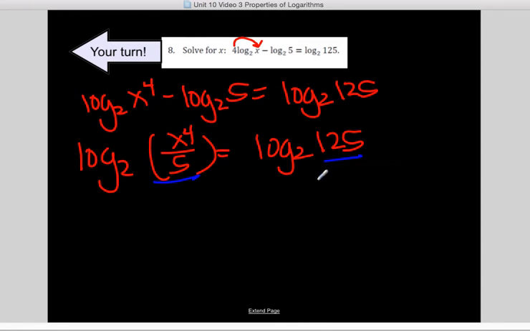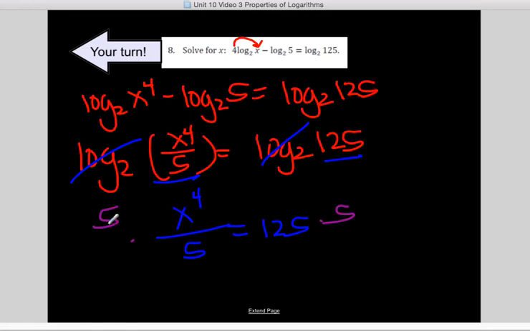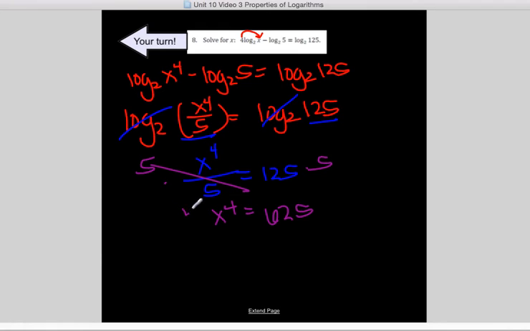I can take these two numbers and set them equal to each other because they both have the log base 2. So x to the 4th over 5 equals 125. Times both sides by 5. I have x to the 4th is equal to 625. Now this one I would take the 4th root on both sides to solve for x. So x will equal the 4th root of 625.